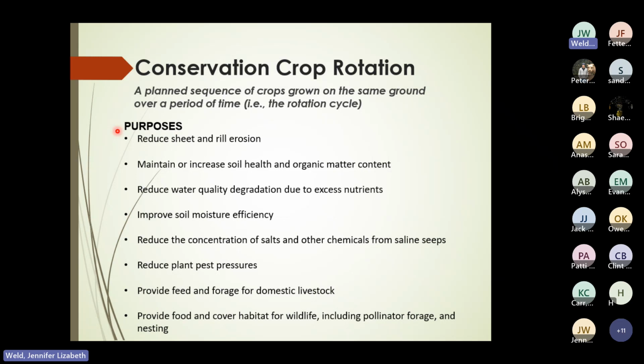As I mentioned, oftentimes the longer rotations will have a multi-year forage growth in them. So, for example, 3 years of corn and 4 years of forage, and that's for domestic livestock, often dairy. The farmers need that forage as part of their feed inventory. You can also provide food and cover and habitat for wildlife, including pollinator forage, when you have this kind of conservation crop rotation. So there's a lot of different pieces that you can think about when you're talking about conservation crop rotation, but it does support soil health, organic matter, and it reduces that sheet and rill erosion concern.